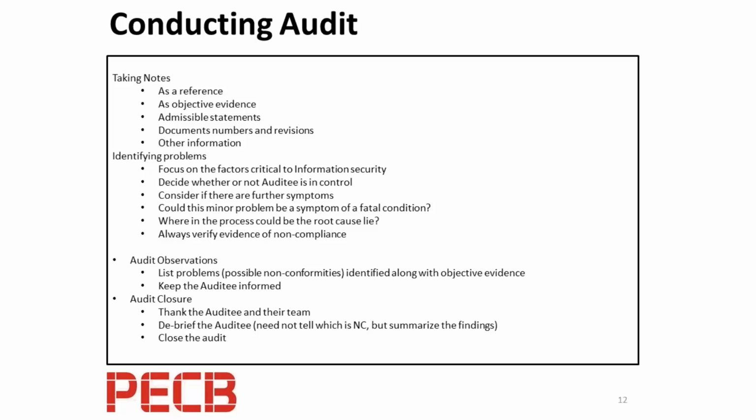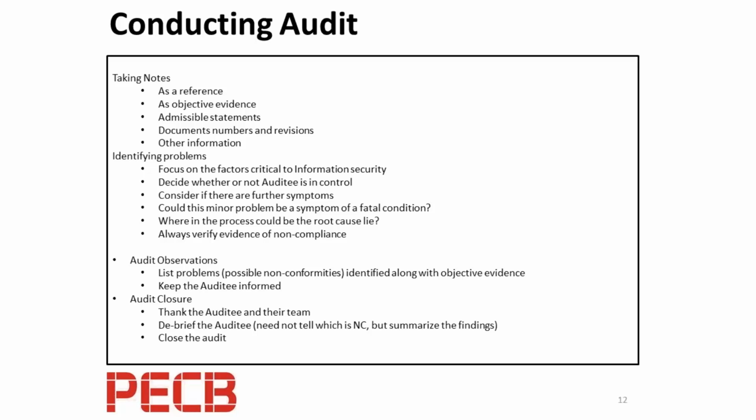And of course, identifying problems: focus on the factors critical to information security, and only decide whether or not the auditee is in control. Does he know what he is doing? Consider if there are any further symptoms that may lead to a non-conformity. Could this minor problem be a symptom of a fatal condition, and is it a process where the root cause lies? Always verify the evidence of a non-compliance. So if it is a non-compliance, you have to verify and also explain. We will see what a non-compliance is in later slides.